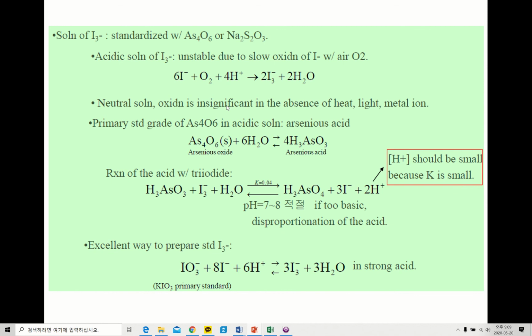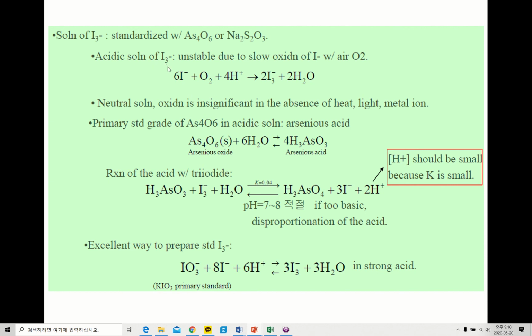But now the question is how to standardize this triiodide solution. Fortunately, there are several good reducing agents, like this one, tetraarsenic hexoxide, or this one, sodium thiosulfate. I think this is the most widely used one.